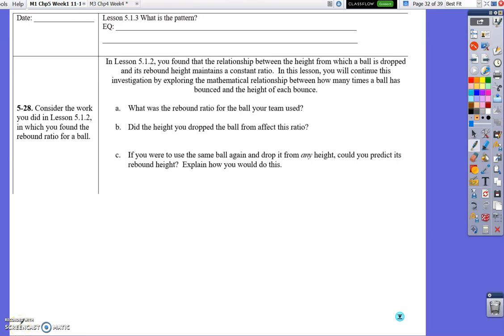So today we're going to continue talking about rebound ratios and the heights we got from dropping the balls. Yesterday we found that the relationship between the height from which a ball is dropped and its rebound height can maintain a constant ratio. Ours didn't quite, because we only watched it bounce once and didn't do it continuously. So today we're going to consider that if we were to keep bouncing it, it would continue at a constant ratio. So, thinking about what we did yesterday.